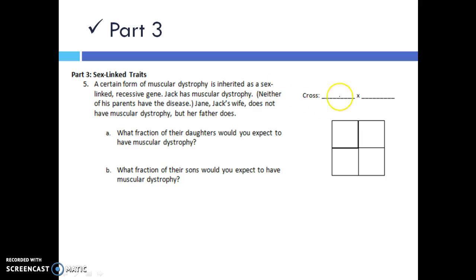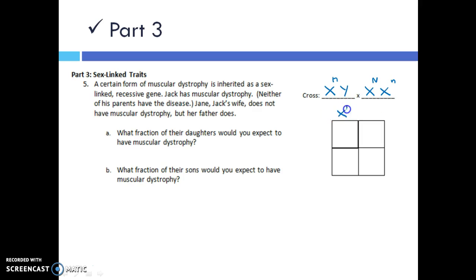So if Jack has muscular dystrophy, remember Jack is a male, so he has an X chromosome and a Y chromosome. If he has muscular dystrophy, that means he has to have the trait. I'm going to use a little n. Big N means normal, little n will mean they have the disease. The wife has 2 X chromosomes. She does not have muscular dystrophy, so she has at least 1 normal gene, but her father does, which means that she has to be a carrier for that trait, a little n.